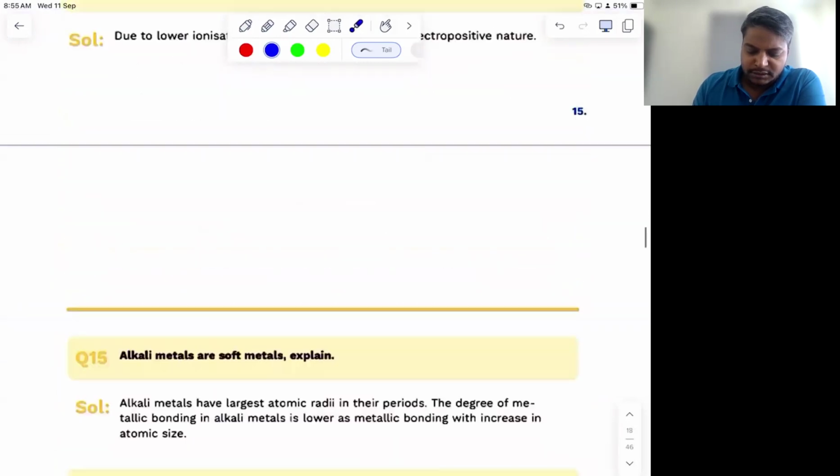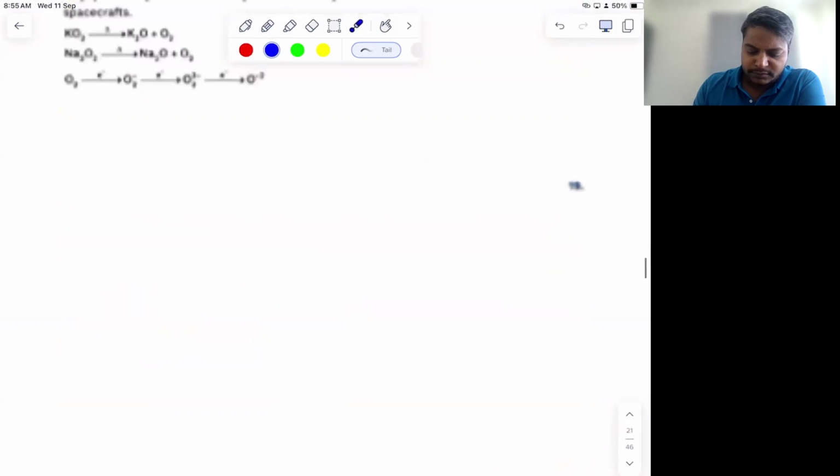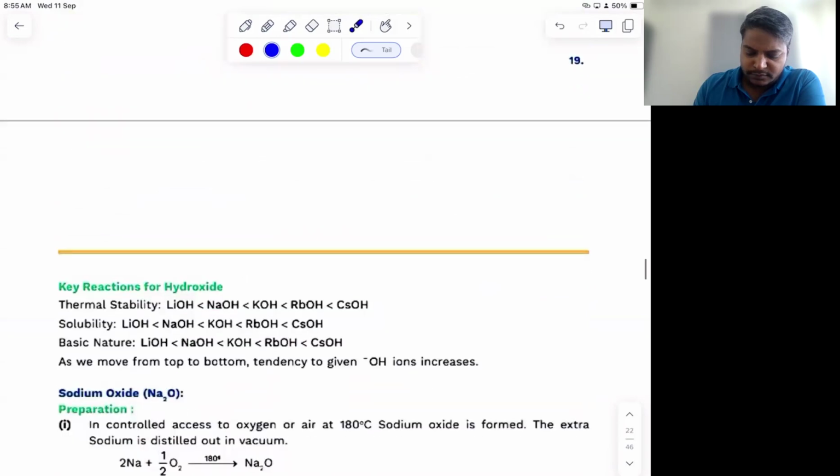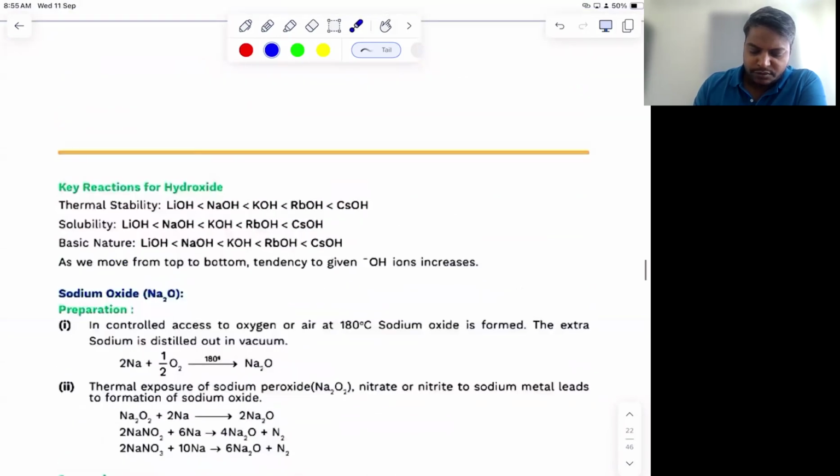Next. Just go through the thermal stability once. Thermal stability of hydroxides: if you notice, down the group thermal stability increases. I told you, for thermal stability you look at two cases: whether it is a single-atom anion or a multi-atomic anion. OH- is a multi-atomic anion. For multi-atomic anions, down the group thermal stability always increases.